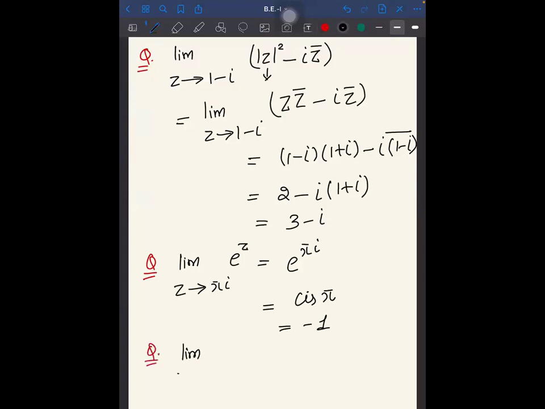Next is limit z goes to iota, z e raised to z. That means iota e raised to iota. So can we write iota as pi by 2? Yes. So we can write it as e raised to power iota pi by 2 into e raised to power iota. And finally we can write it as iota pi by 2 plus 1.